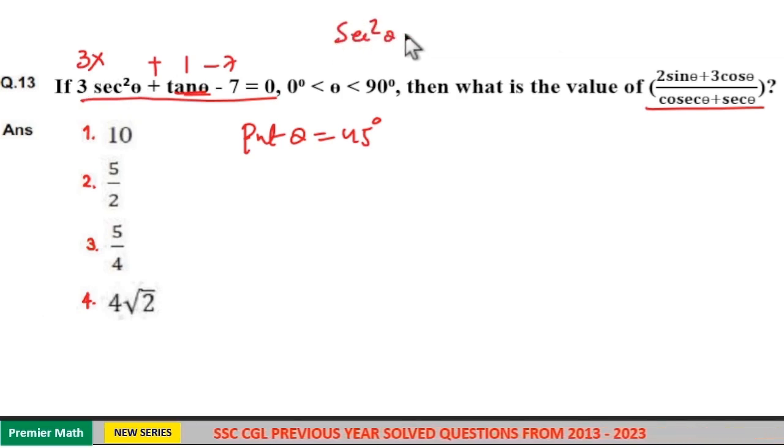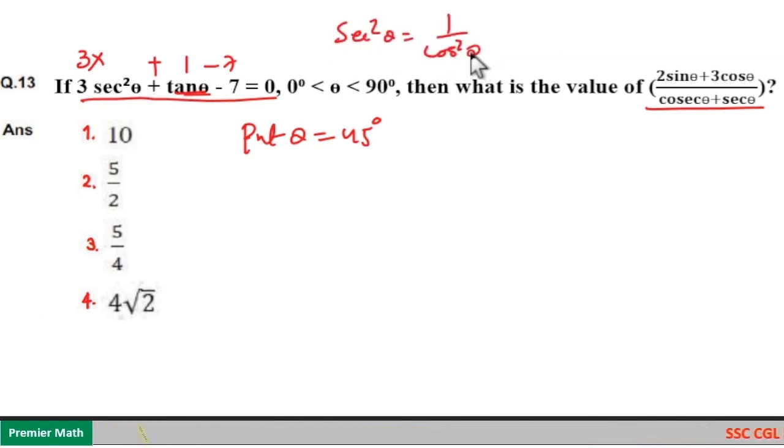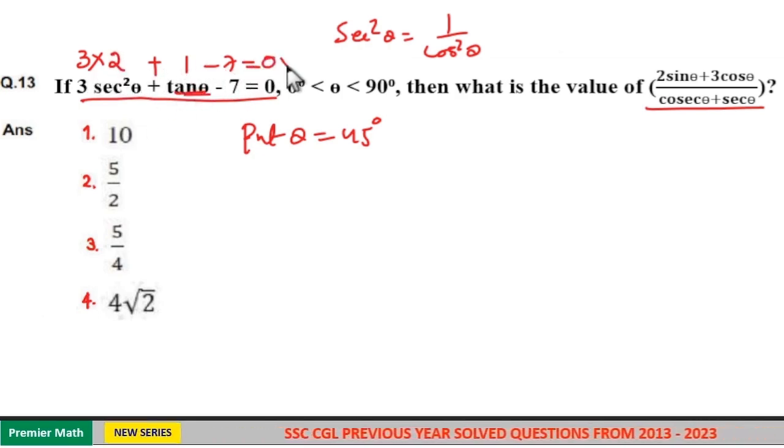Sec square theta is equal to 1 by cos square theta. Cos 45 is 1 by root 2. So cos square 45 is 1 by 2. Then sec square 45 is 2. 3 into 2 plus 1 is 7. 7 minus 7 is 0. So the equation is satisfied. So theta is 45 here.